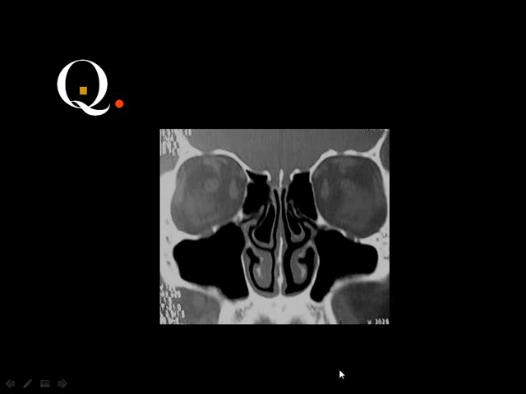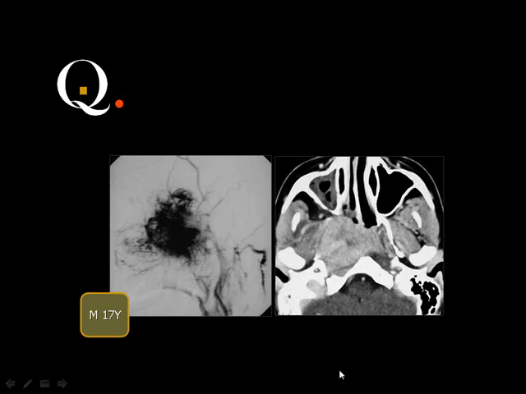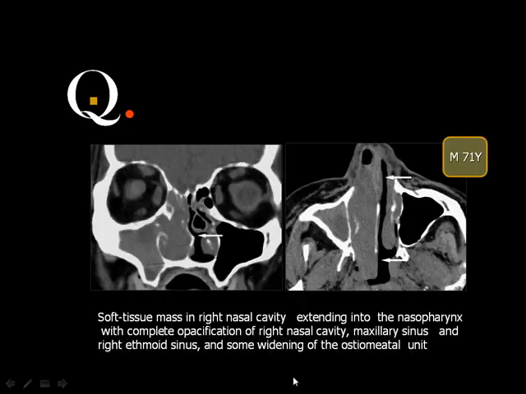Then what do you think about this? Okay, bilateral concha bullosa, and this is nasopharyngeal angiofibroma with characteristic hypervascularity. And what do you think? Inverted papilloma. This is an inverted papilloma. You see the lesion in the nose. You see the characteristic opacification of the ethmoidal air cells. This is an inverted papilloma.